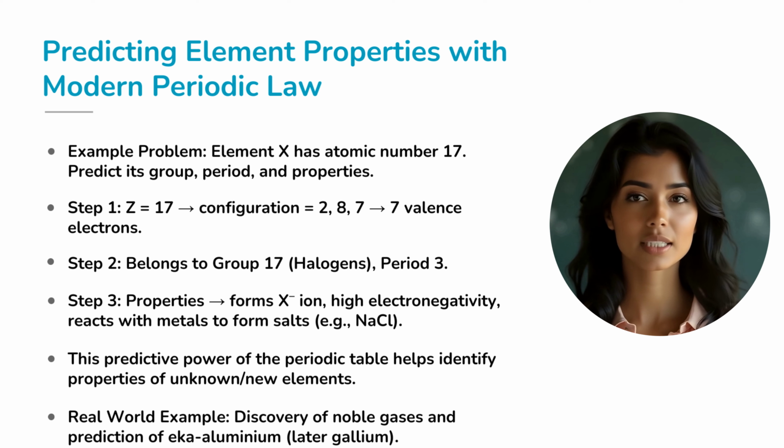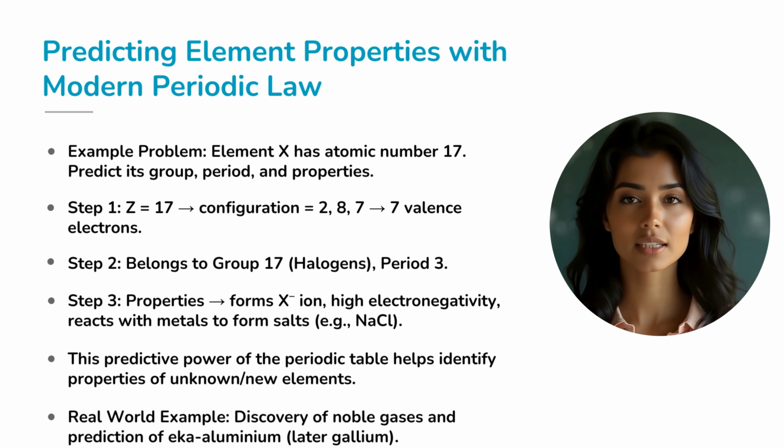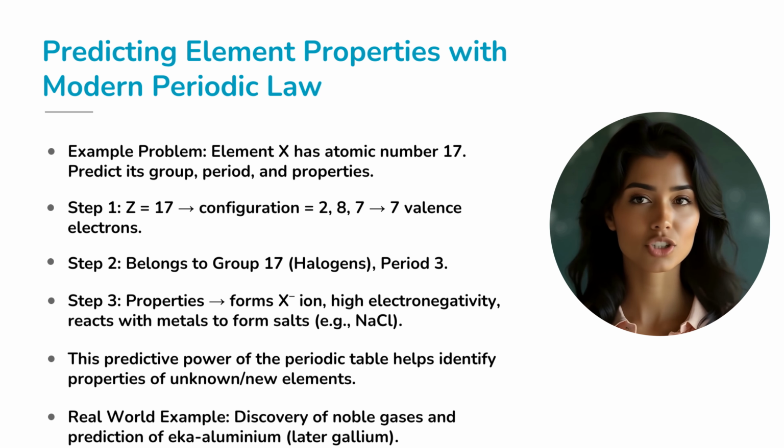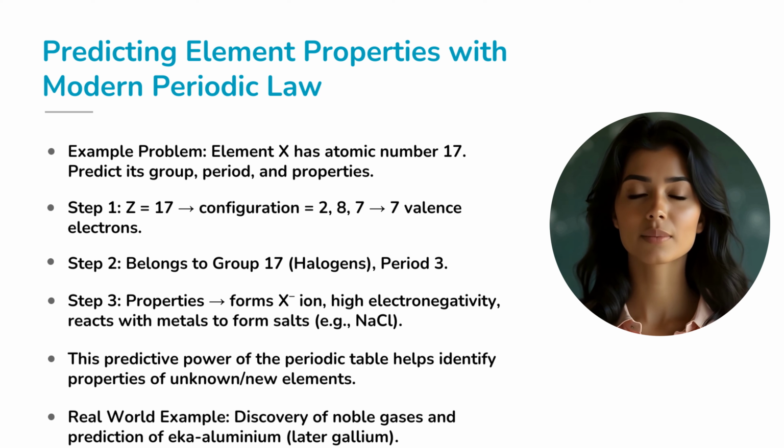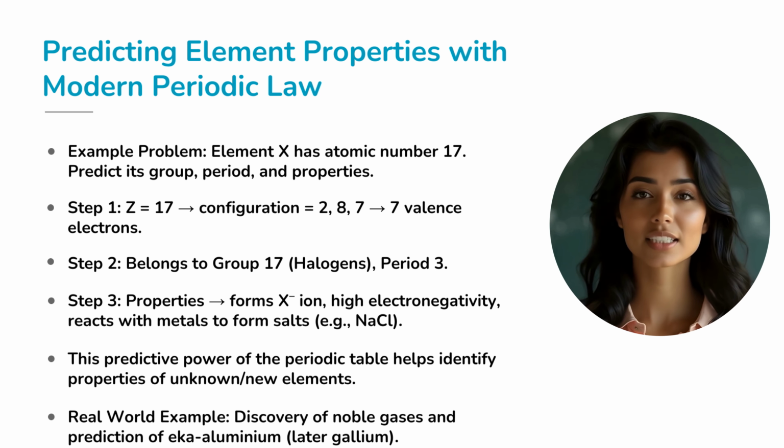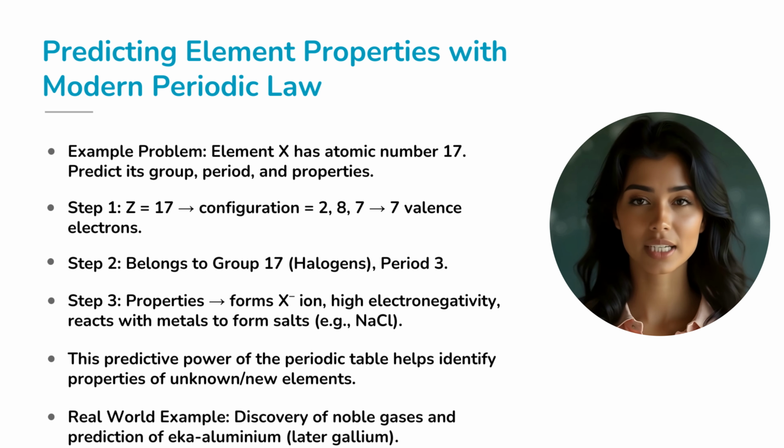Now let's solve an example to see how powerful the modern periodic table is. Suppose we have an element X with atomic number 17. First, let's write its electronic configuration: 2, 8, 7. That means it has 7 valence electrons. Immediately, we can place it in group 17, the halogens, and in period 3.